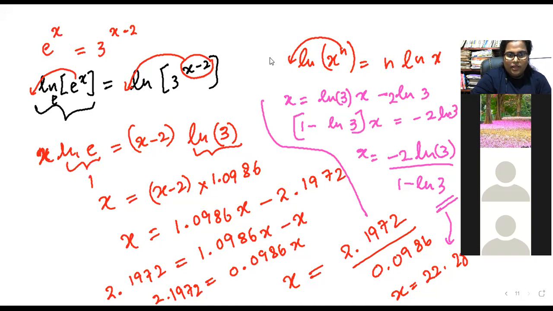Someone asked a question. Anushka, you are asking how to get the value for e to the power e squared. Anushka, are you asking how to get the e squared value?